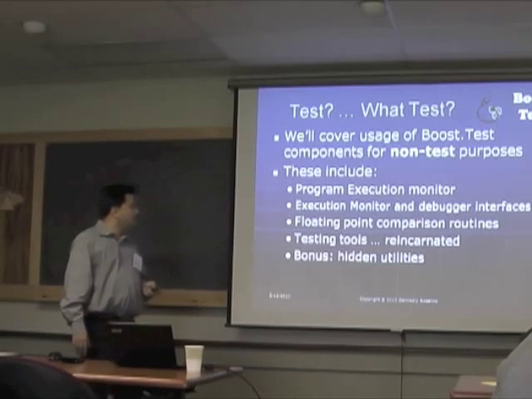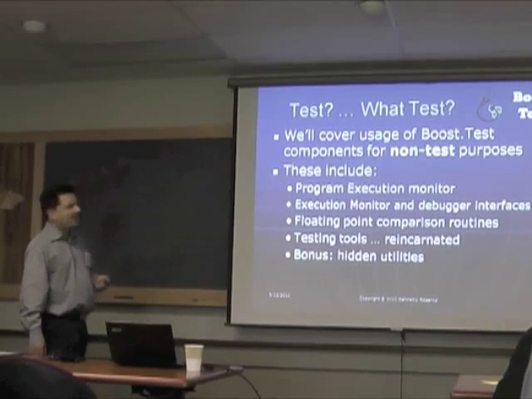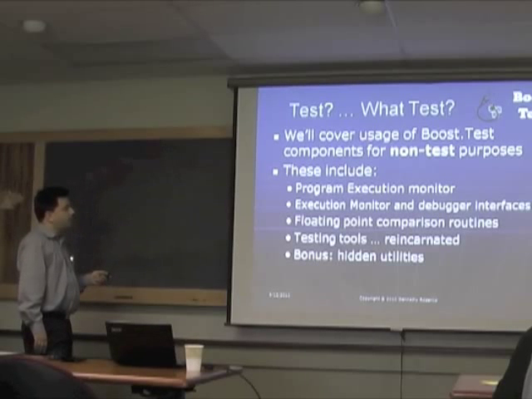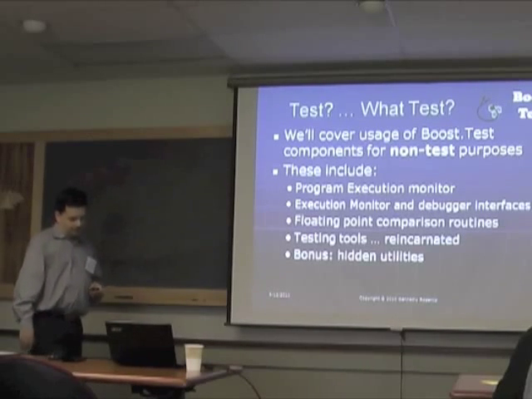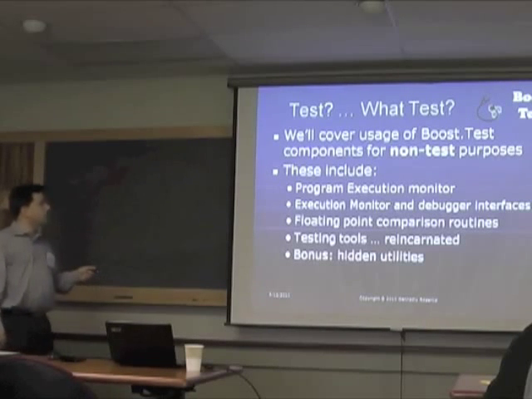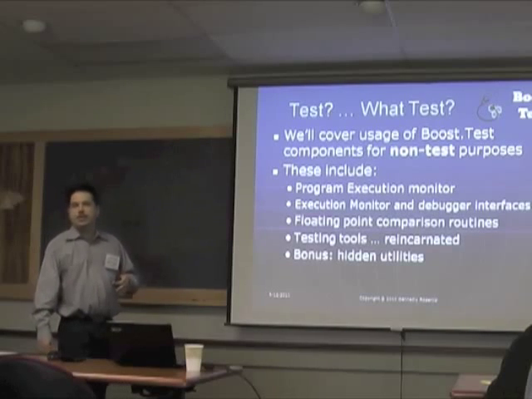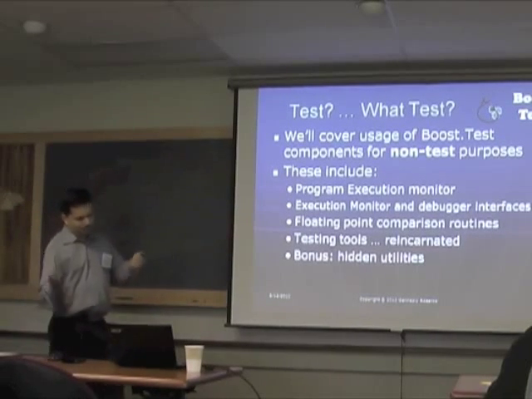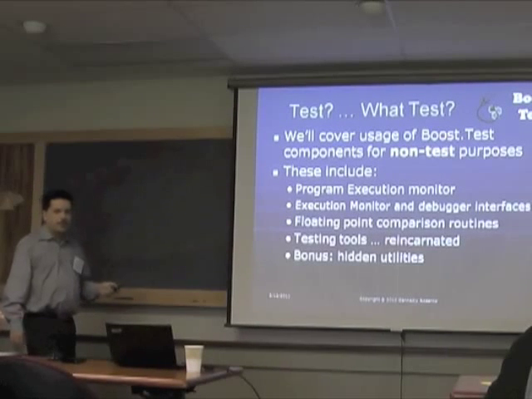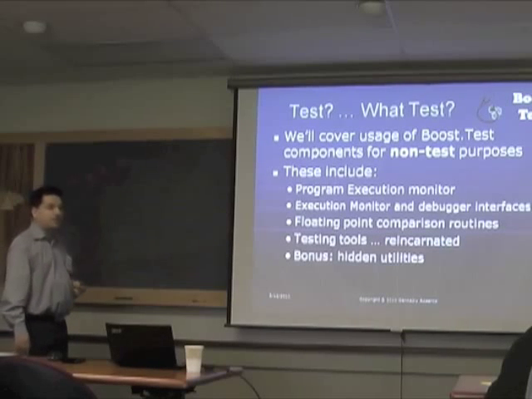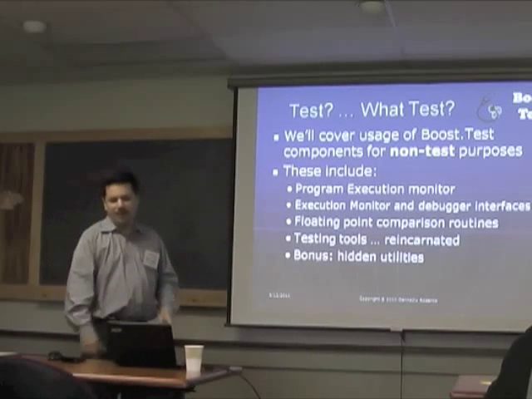So we'll cover program execution monitor, which, if you are using Boost test, you are probably familiar with, or at least have heard of. We're going to cover an underlying component called execution monitor, and some debugger interfaces, which I think we might find useful in some scenarios. Then floating point comparison routines: Boost test uses them for testing, but there's no reason for you not to use them in production code if you need to. It's not rocket science, but there's an existing algorithm which you can find useful. Then testing tools, a slightly different view on them: is there any place for testing tools in production code? And if I have time, I have some bonus hidden utilities within Boost test.